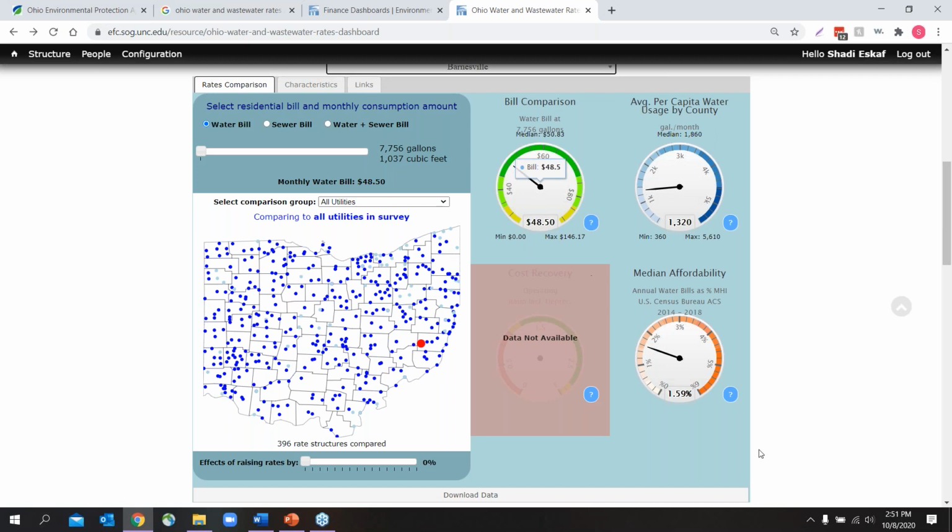The next dial I'll talk about is the one in the bottom right, which is the affordability dial. There are a lot of ways to assess affordability, one of which is this dial. And I'll be very honest, it's not my favorite dial. It's the most commonly used metric to measure affordability, but it's also the most misunderstood, and it's not the most comprehensive. It's the percent MHI, percent median household income.